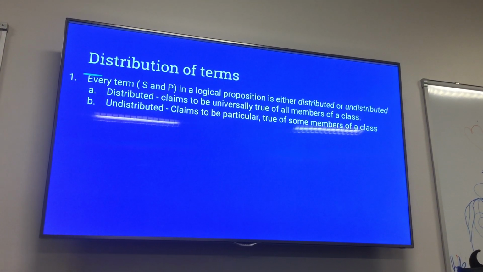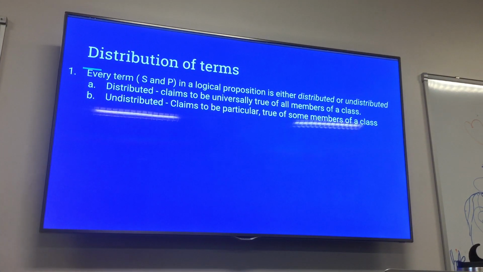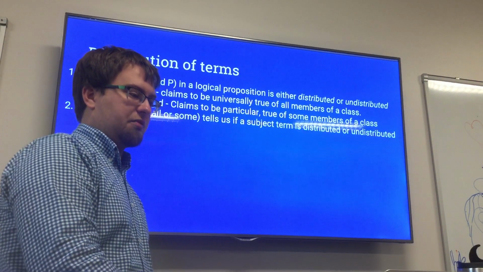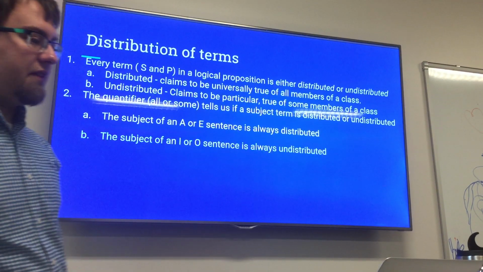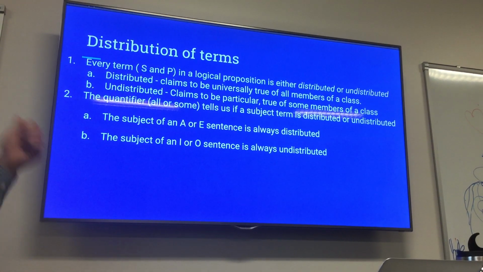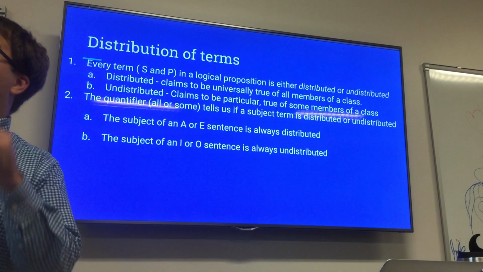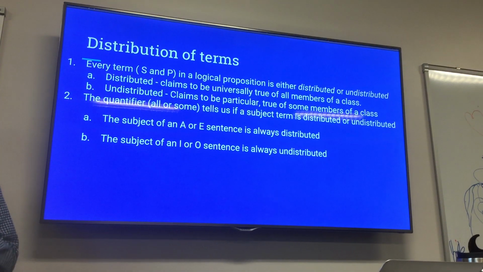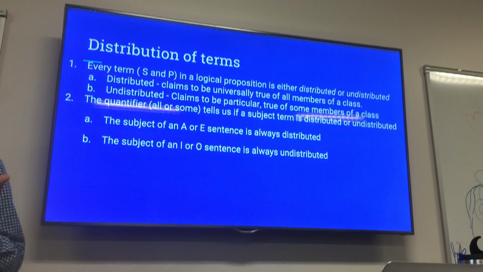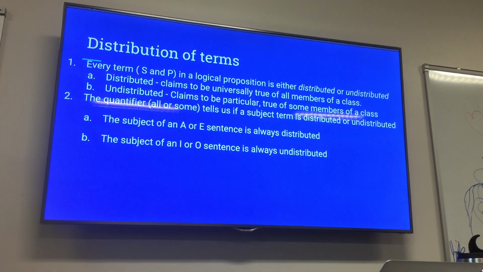Now, the trick with distribution is that the distribution is really set. It's standard based on the format of the sentence. I'll show you how this works in just a moment. Dr. Crave gives us these 2 rules, and I'll show you this in the textbook. The subject of an A or an E sentence is always distributed. If I'm talking about all cats have fur, well, my subject is fully distributed. I'm talking about every single cat that exists. If I say no cats have fur, I'm still talking about every single cat that exists. Those are fully distributed subjects.